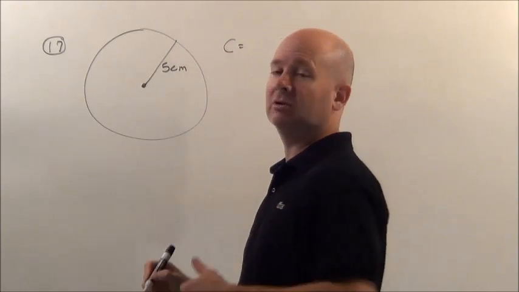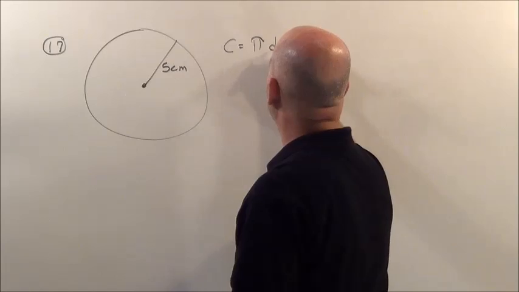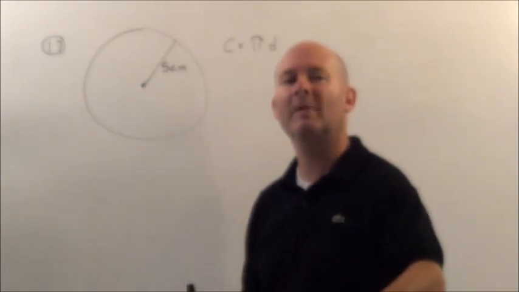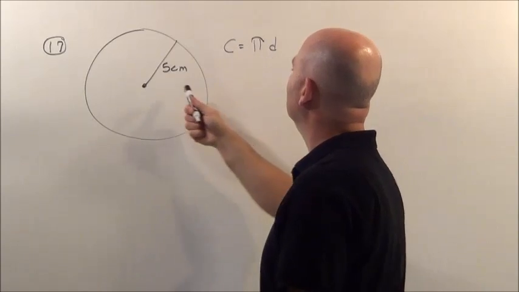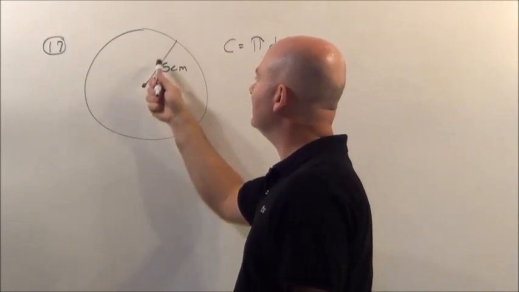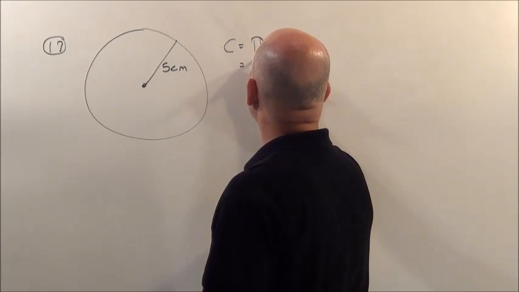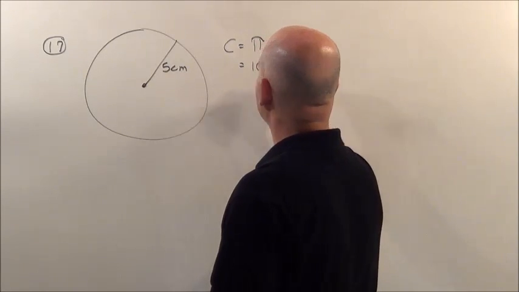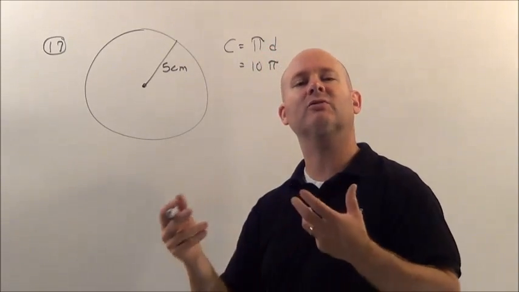The circumference, well, we look at the formula. That is pi times the diameter. That's the formula I like to use. Some say 2 pi r. Doesn't matter, because 2 radiuses are the same as 1 diameter. If this radius here is 5, the diameter is 10. It's got to be double. So that's easy enough. That's 10 times pi. There's our exact answer.